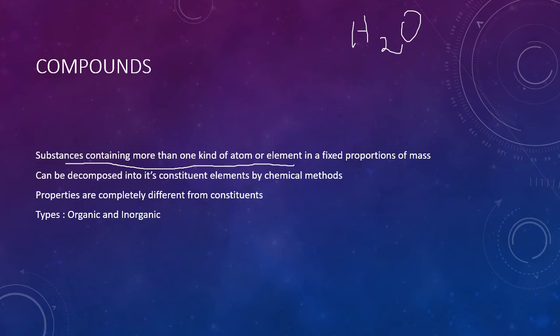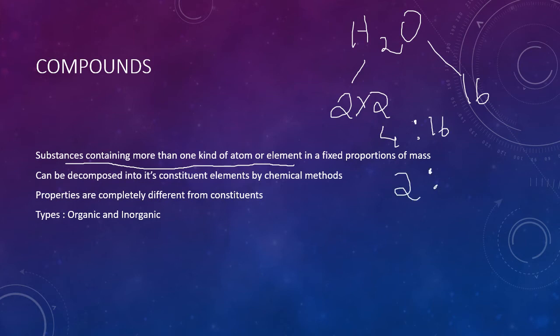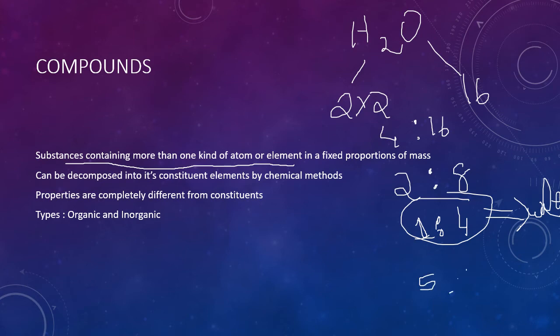So in the same thing, the mass of hydrogen is 2, and there are two hydrogen atoms, so 2 into 2, and oxygen's mass is 16. So they combine in a ratio of 4 is to 16, which means 2 is to 8, which means 1 is to 4. If you're mixing hydrogen and oxygen, you have to mix them in this particular ratio to get water. You cannot mix 5 is to 10 or something, which means 1 is to 2 again. You cannot mix it in that way.